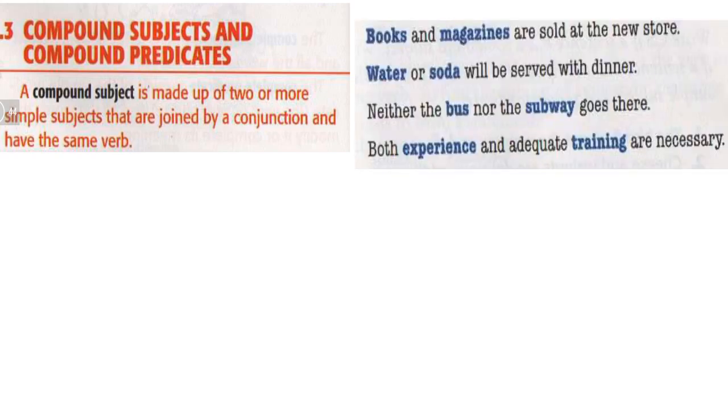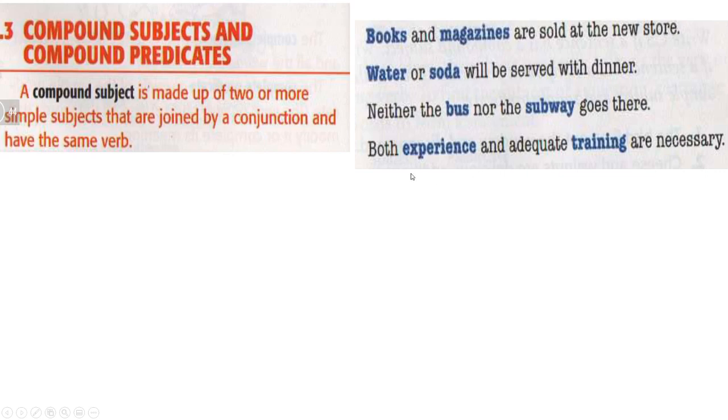Okay, one other topic that we cover here is compound subjects and compound predicates. A compound subject is made up of two or more simple subjects that are joined by a conjunction and have the same verb. So we can say, "students and teachers do their classes online." You see, students and teachers is the compound subject. So let's see the examples they provide in the book. Books and magazines are sold at the new store. Water or soda. Remember, you use a conjunction, right? And, or, nor, they are conjunctions.